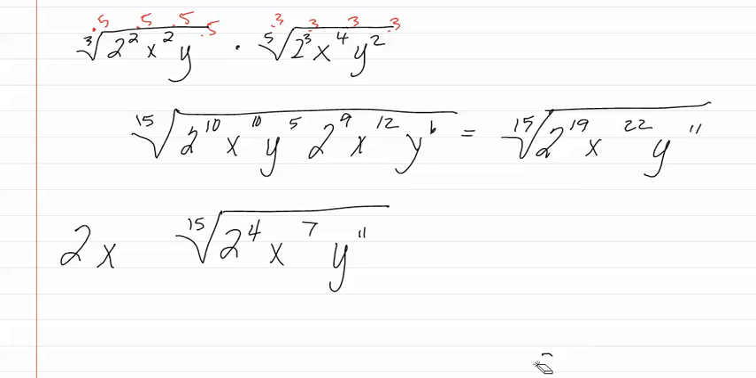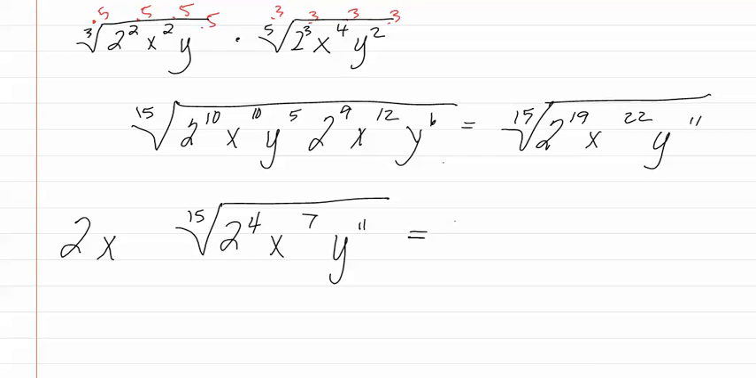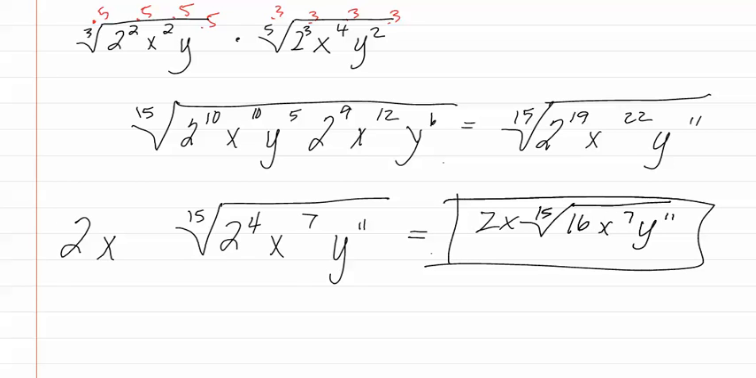Now we need to finish simplifying. So we have 2x on the outside, and then we have the 15th root of 2 to the 4th, which is 16, x to the 7th, y to the 11th. This is our final answer.